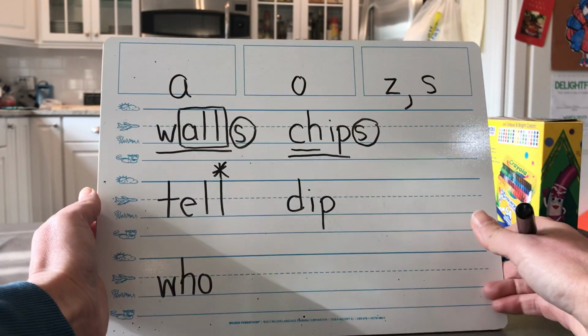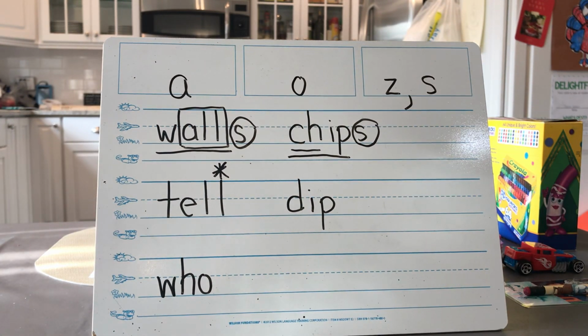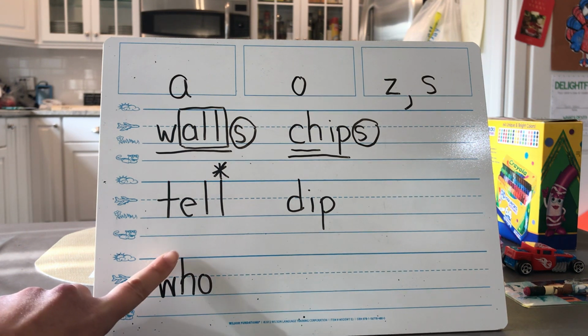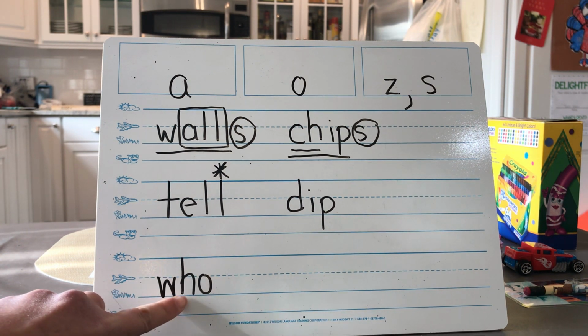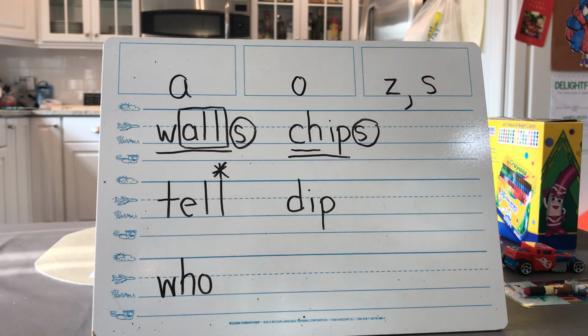W-H-O. Notice how I'm trying to write neatly. I'm starting on the plain line when I need to and going to the grass line when I need to. But with the H, I went to the sky line, down to the grass line.